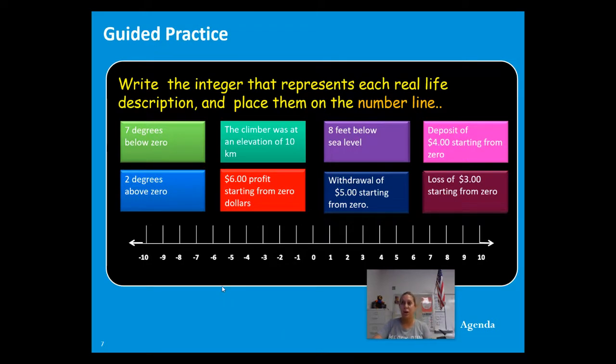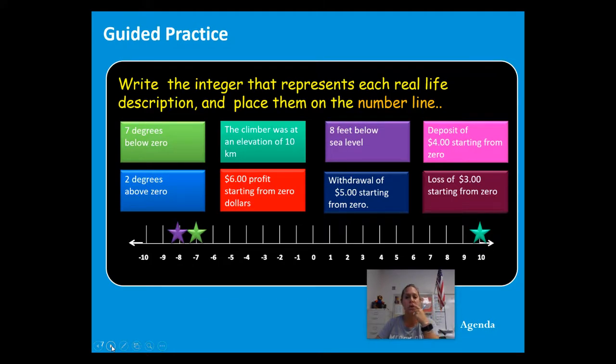Okay, so now we're going to check our work on our number line to see if we placed the scenarios in the right location. So let's start with this light green, 7 degrees below 0. 7 degrees below 0 would be at -7 because below 0. The climber was at an elevation of 10. Elevation is above, so that would be +10. How about the next one? 8 feet below sea level. Well, if I remember my vocabulary, below sea level is a negative integer. So that puts me at -8.